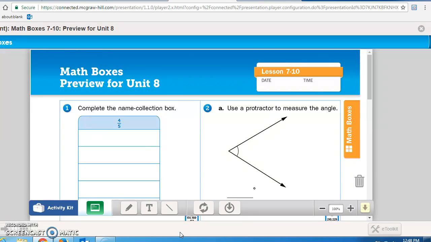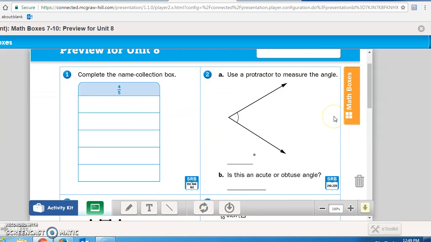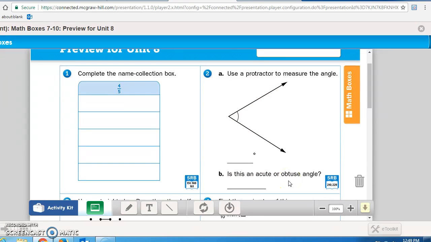The math boxes read, complete the name collection box. So again, how can you get 4/5? Write the different ways here. Use a protractor to measure the angle. Remember, if the line's here, you're measuring within. What was the degree of the angle? And is it acute or obtuse?